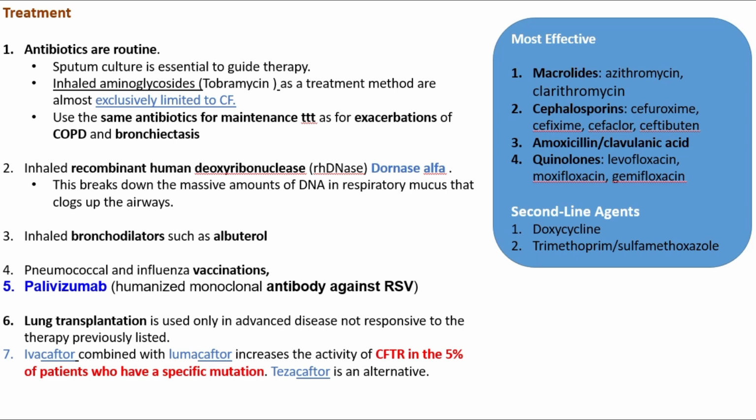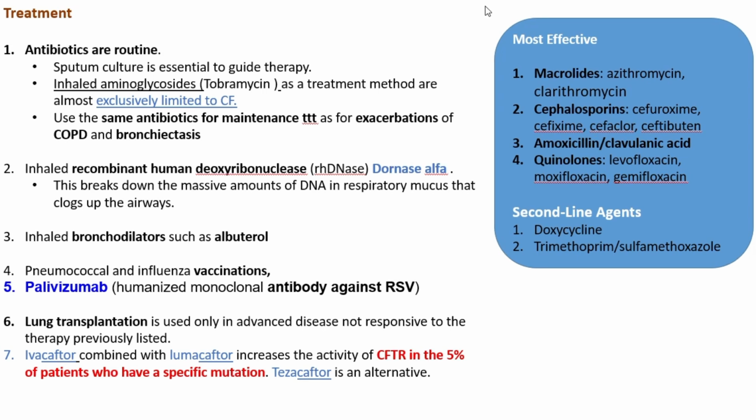Now, when it comes to the management and treatment of these patients, first thing is the antibiotic. The antibiotics are routine in these patients as maintenance treatment. We use the same antibiotics for maintenance as that we use in exacerbation of COPD or bronchiectasis. Sputum culture is essential to guide the therapy, and inhaled aminoglycosides, as a treatment, are almost exclusively limited to cystic fibrosis patients.